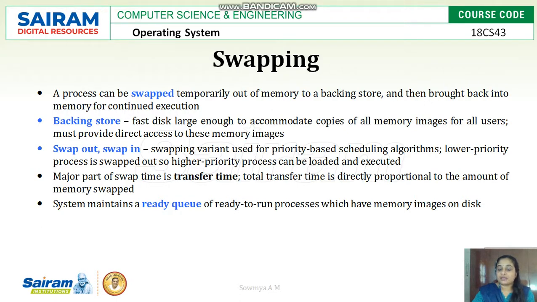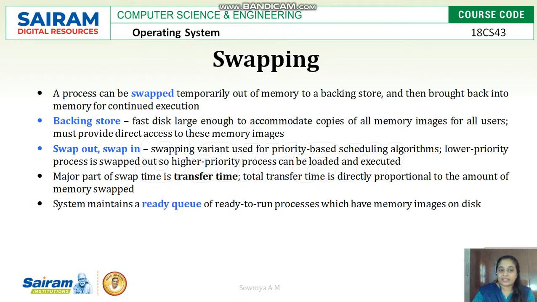Backing store is the fast disk or the large secondary storage disk where a large amount of data can be copied, since it is a big storage device. So it contains all the programs' memory images which have to be swapped to the main memory for execution. Swap out and swap in are the techniques which are done for the copying of data from the secondary storage, that is your backing store, to the main memory.